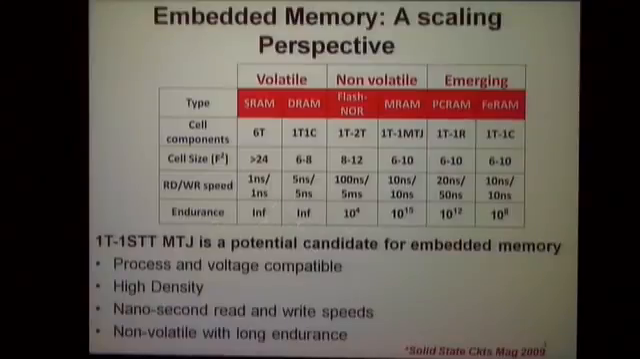We know that SRAMs and DRAMs endurances are extremely high, whereas some of these memory technologies have limited endurance, so that's something to think about, especially when it's used in embedded applications.